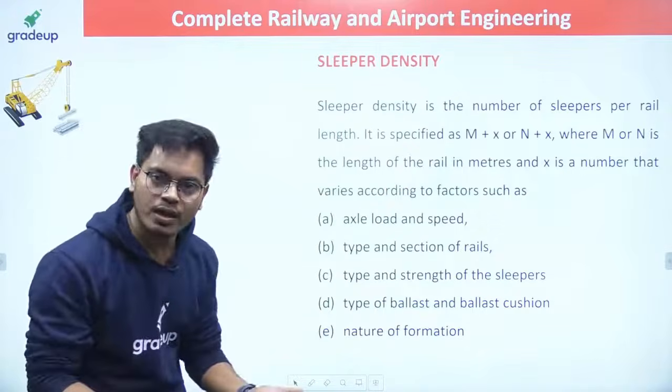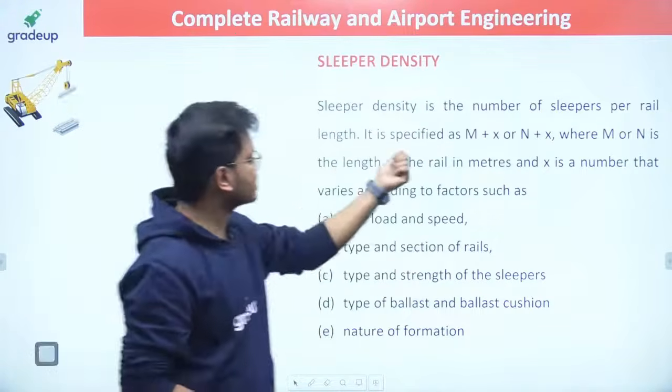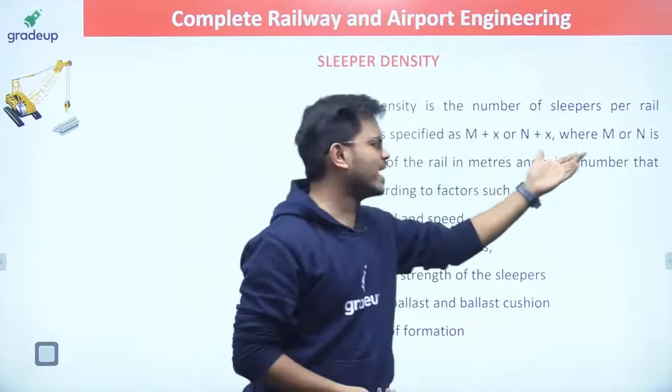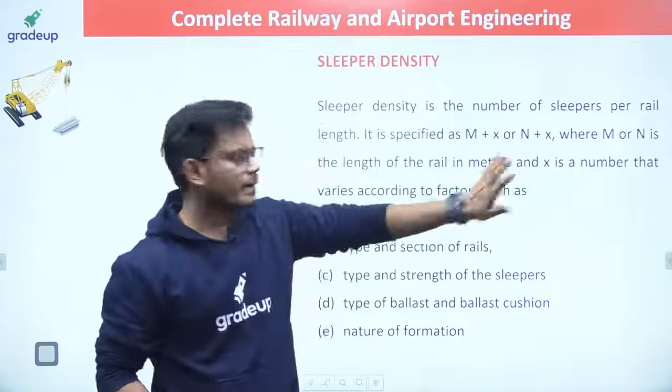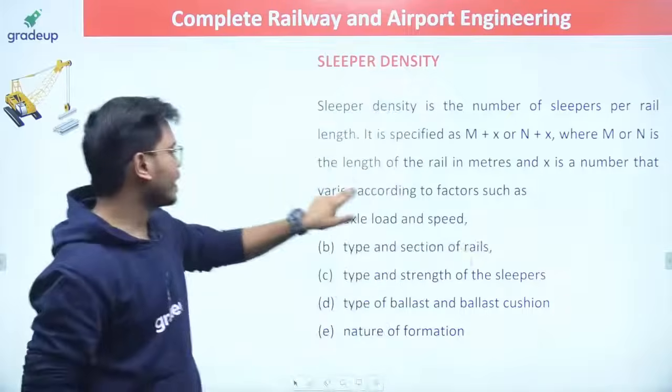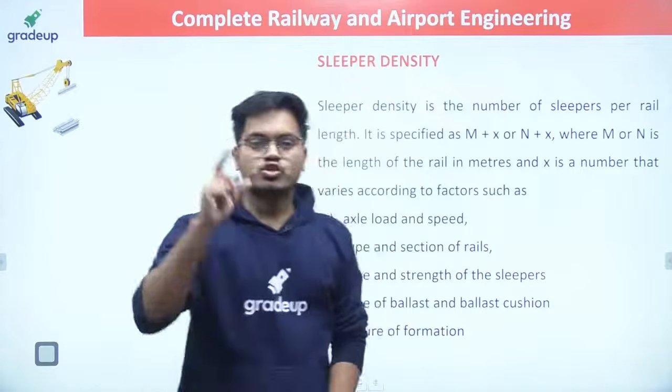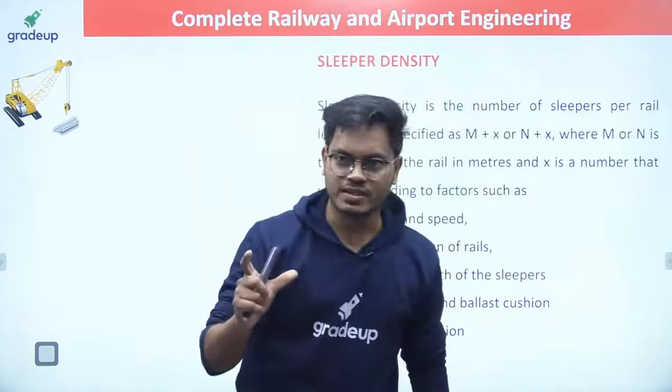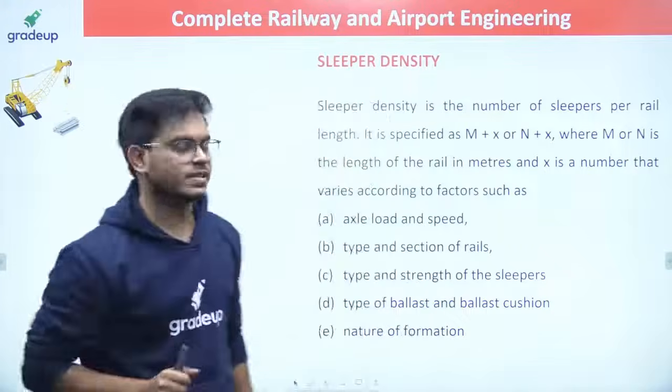This is what I have said. It is specified as m plus x or n plus x. Don't go to m or x, just leave it. Where m or n is the length of the rail in meters. So what is one rail length? Basically, this is the thing, right? One rail length, this is the thing.